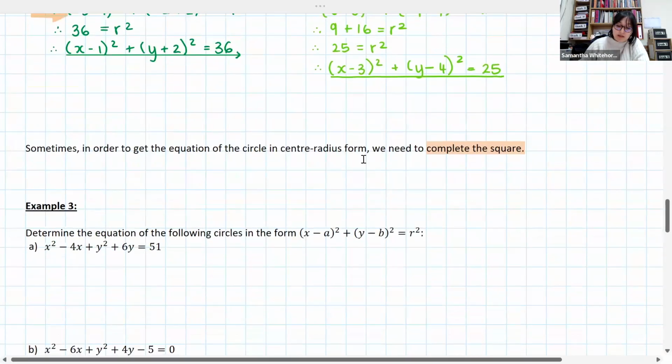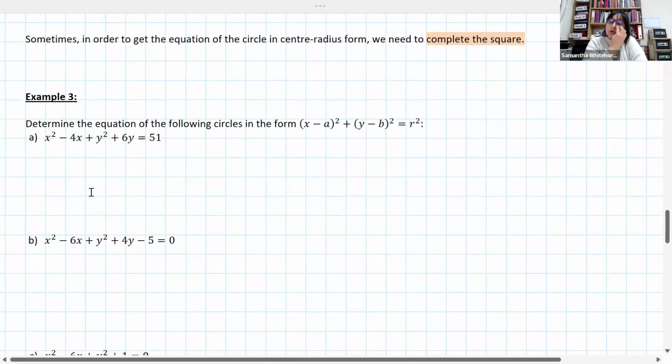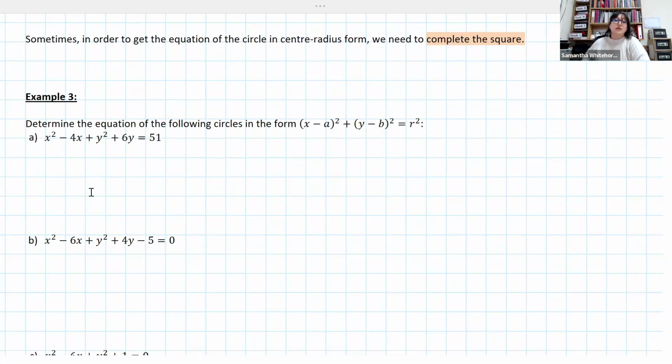All right, so that's exactly what this next sentence is here. Sometimes in order to get the equation of our circle in center radius form, or even just to determine the center and the radius, we need to complete the square. Now, guys, completing the square is not something that you need to be scared of. I know it's not something everyone likes, but honestly, it's so easy. Don't overthink it. Don't try and make it complicated with minus b over 2 and minus b over 2 squared. I'm going to show you how to do it. Obviously, you use a method that works for you. If the minus b over 2 works for you, great.